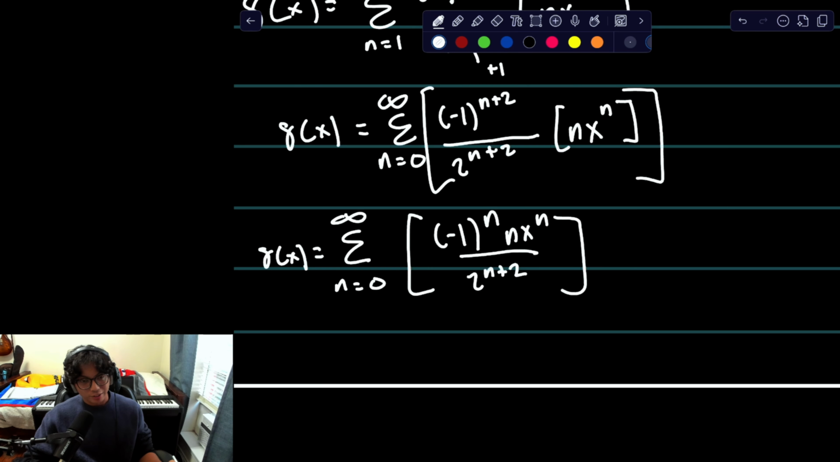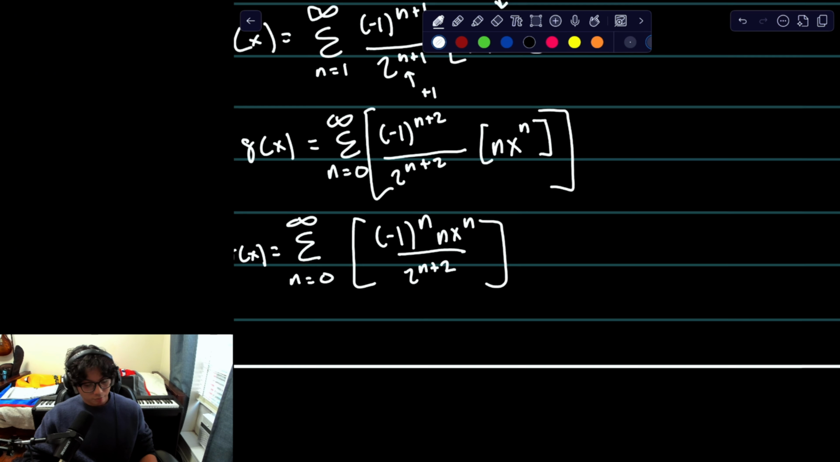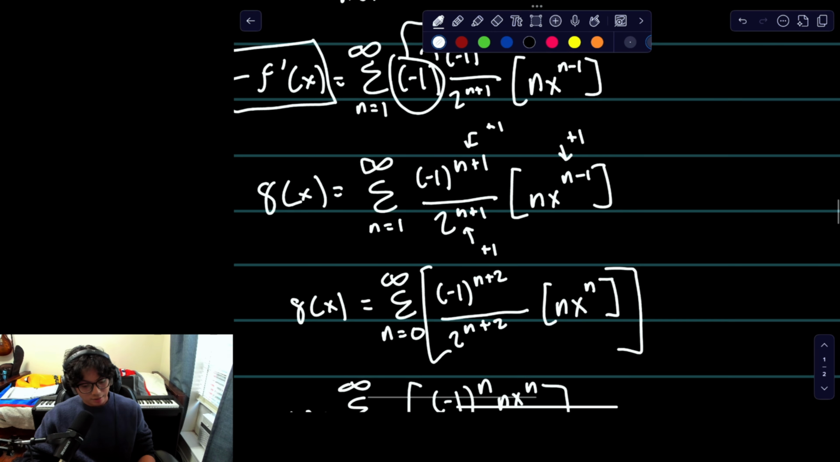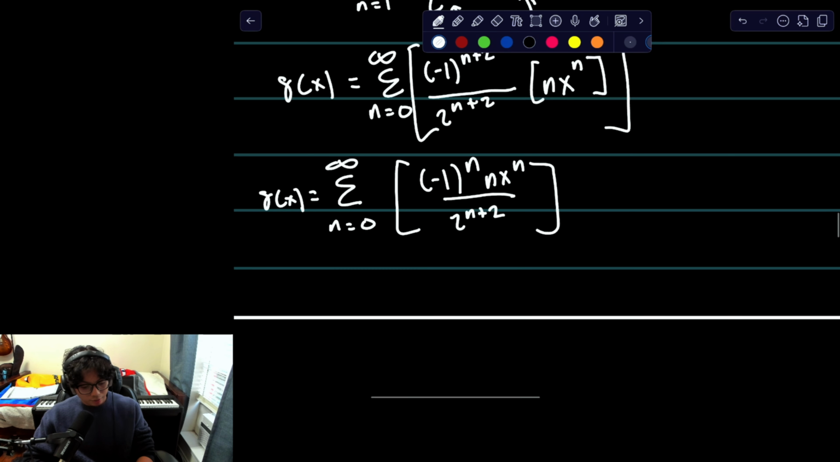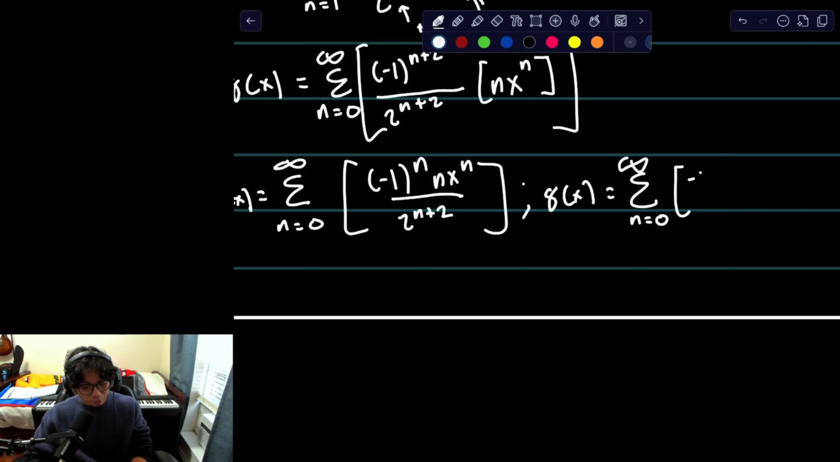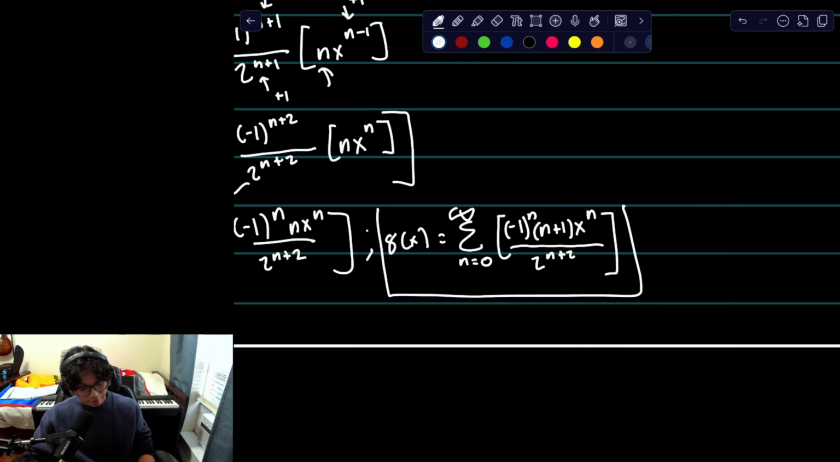Now, again, we are not done because I may have misspoke earlier and said that this n does not get affected, but it does. I apologize. So our final answer is going to be g of x equals the infinite series from 0 to infinity of negative 1 to the power of n times n plus 1 in parentheses times x to the power of n over 2 to the power of n plus 2. And that is our final answer.